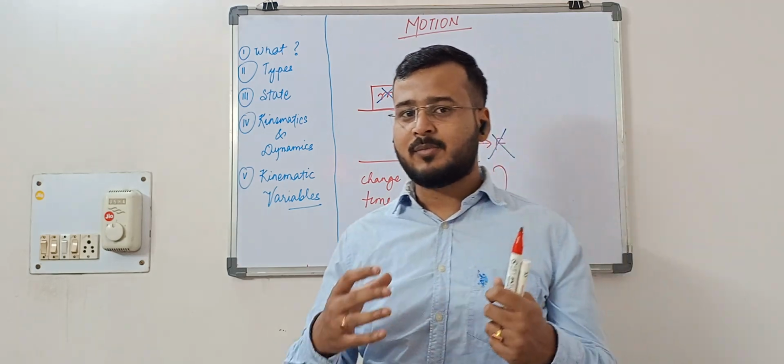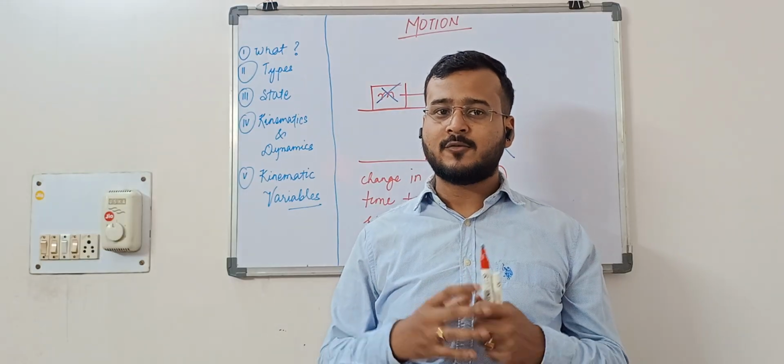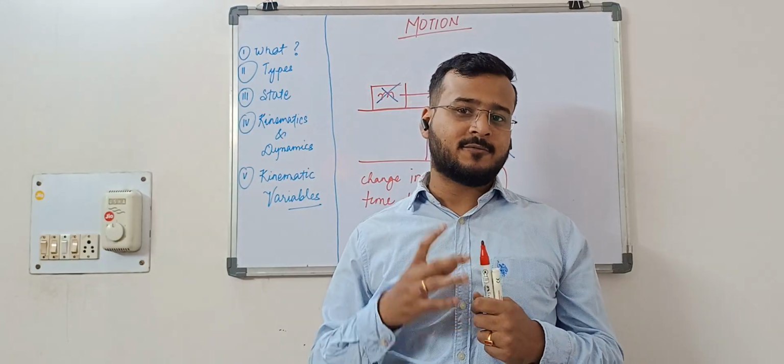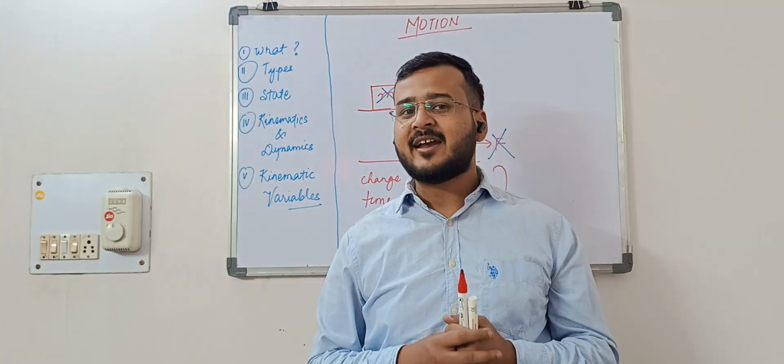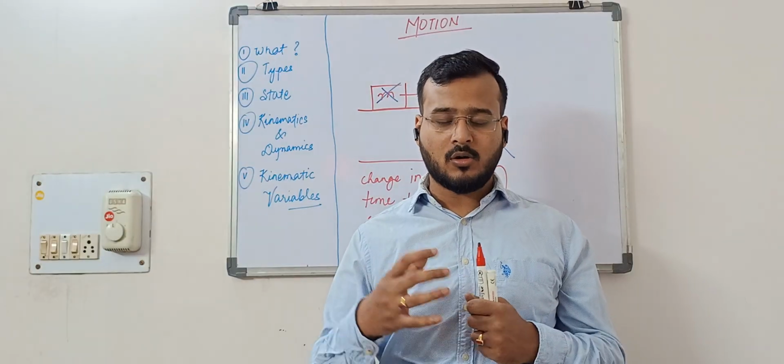And in the next class, we will be continuing with our kinematic variables. We will define each of them. We will try to find the relation between them. And our first topic that we'll study will be distance and displacement. We'll try to understand the difference between them, and then we will proceed on to the next set of kinematic variables.